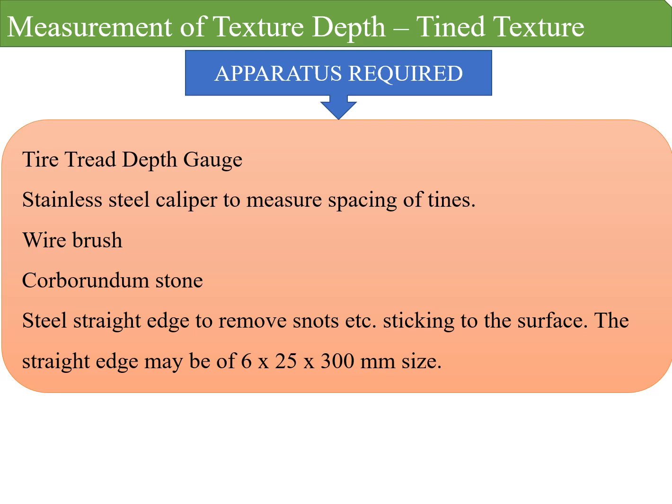Now the apparatus required to conduct the test are a tire tread depth gauge, which is basically a stainless steel tire tread depth gauge with graduations at least count of 1 millimeter. The gauge end may be modified to measure the depth of the tine textures. A stainless steel caliper to measure the spacing of the tines. A wire brush, a carborundum stone, and a steel straight edge to remove the snots, if any, sticking to the surface. The straight edge may be of 6 meters by 25 by 300 millimeters size.